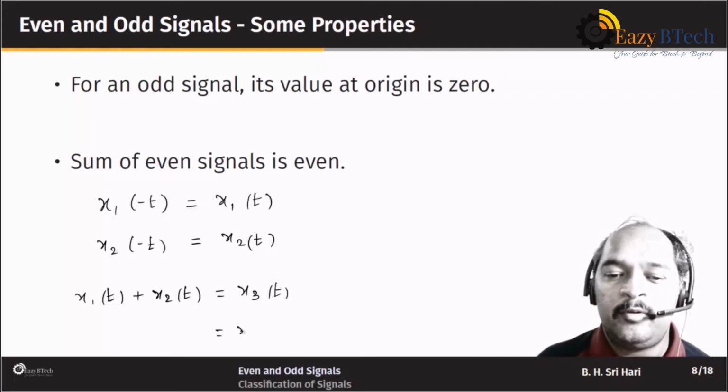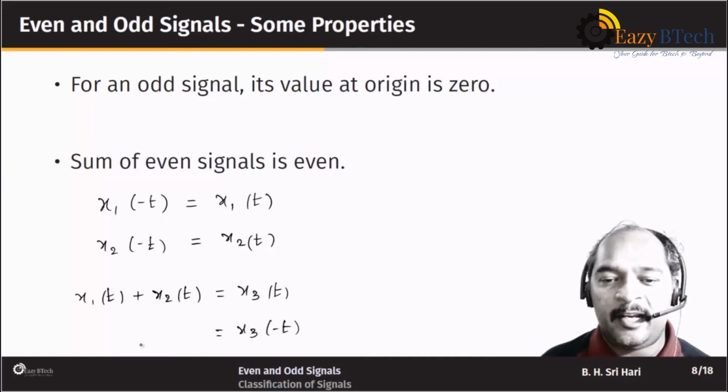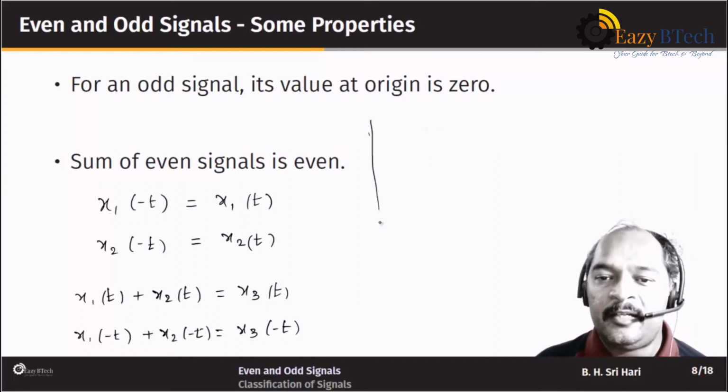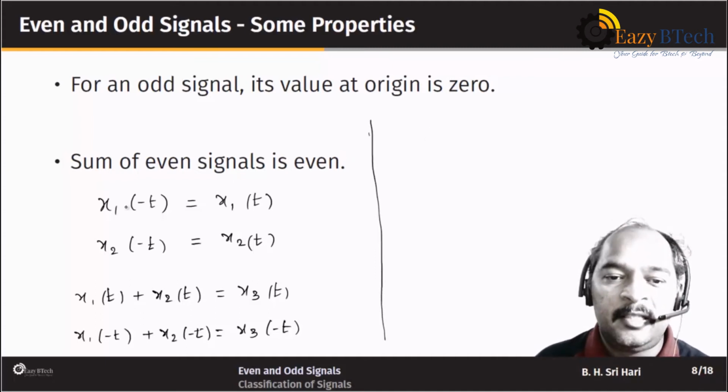So what do we have to do? We have to replace t with minus t. Sorry that I am writing in a reverse direction. But what happens if we replace t with minus t? We get x1 of minus t plus x2 of minus t. Why? Wherever there is t, we have to replace it with minus t. But we know that x1 of minus t is how much?